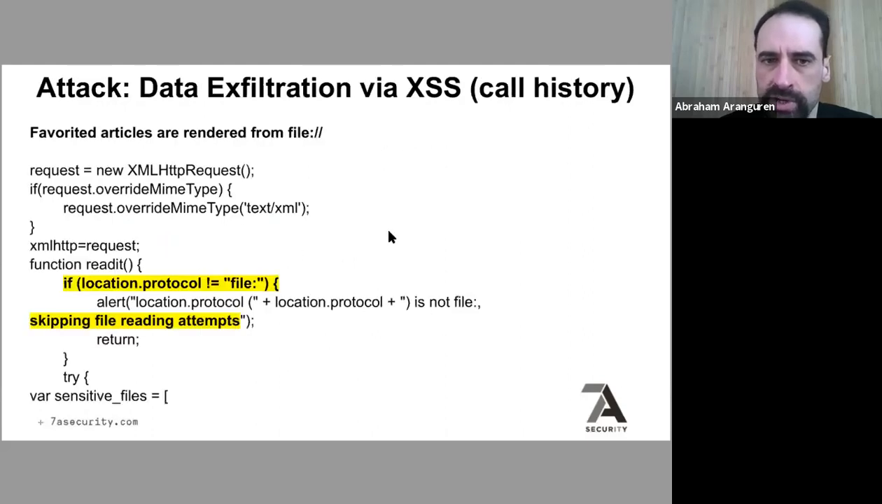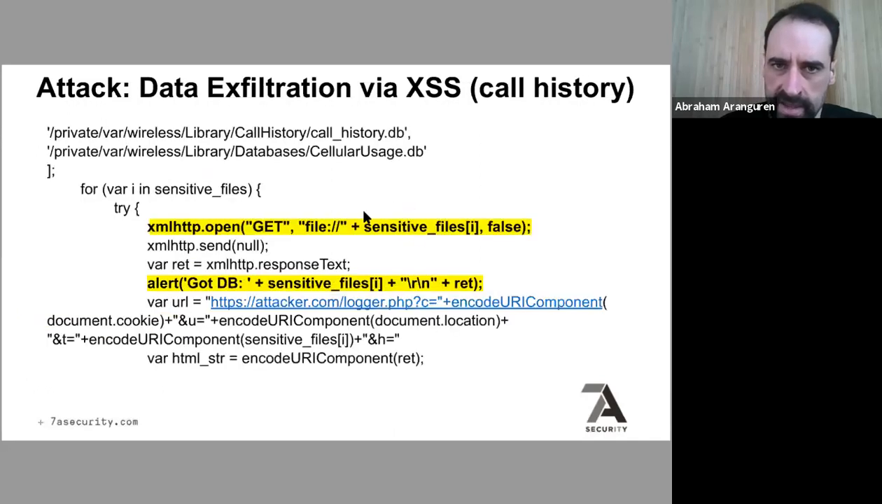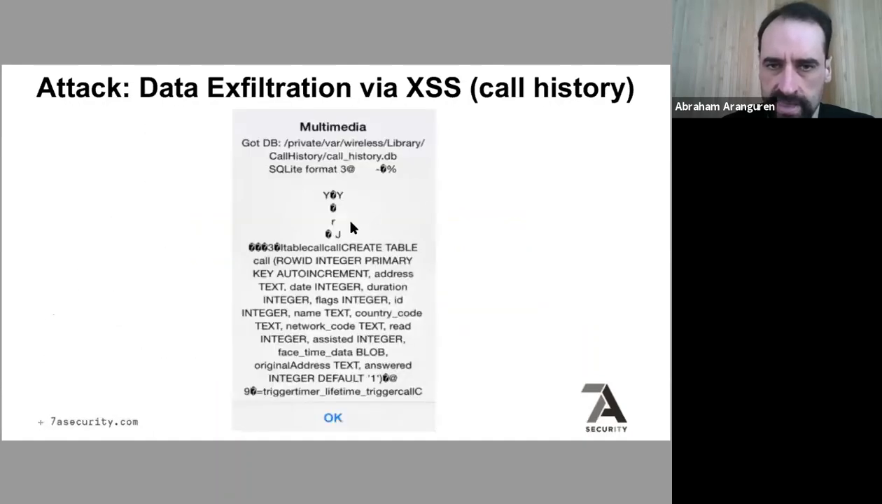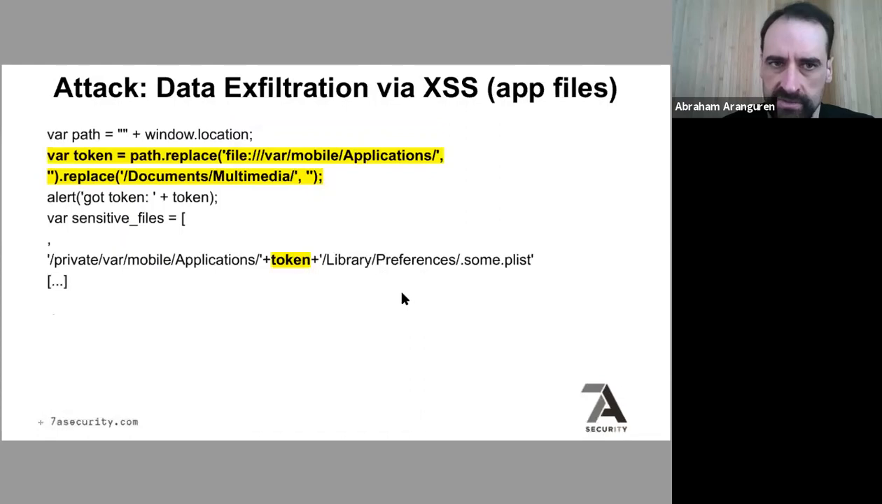And then you could also, if the user favorited some of these news articles, then these would be loaded from a file URL. And then since they were using a UIWebView, as I just explained on iOS, it was possible to get the history, cellular usage, and other SQLite databases from the phone. So yeah, this would be the JavaScript for this, and this was the alert accessing these files.